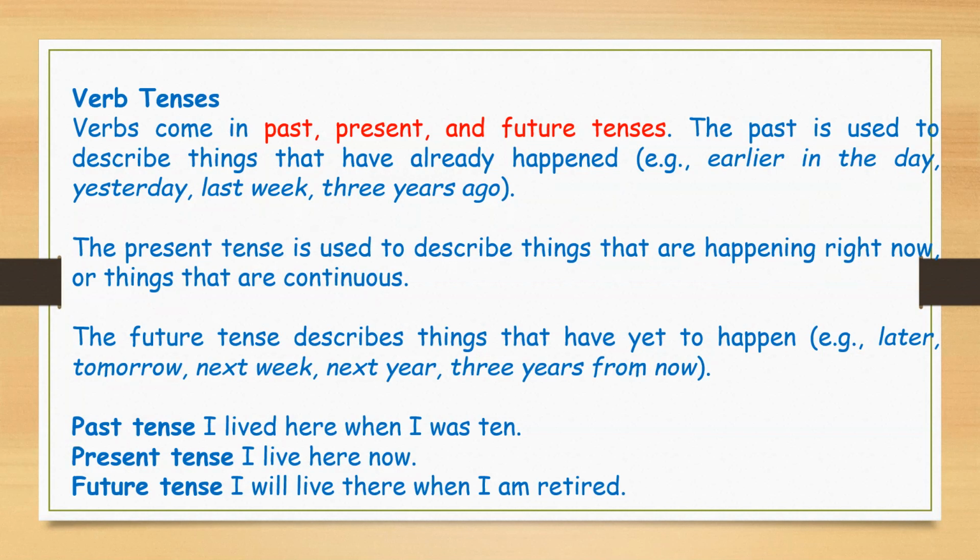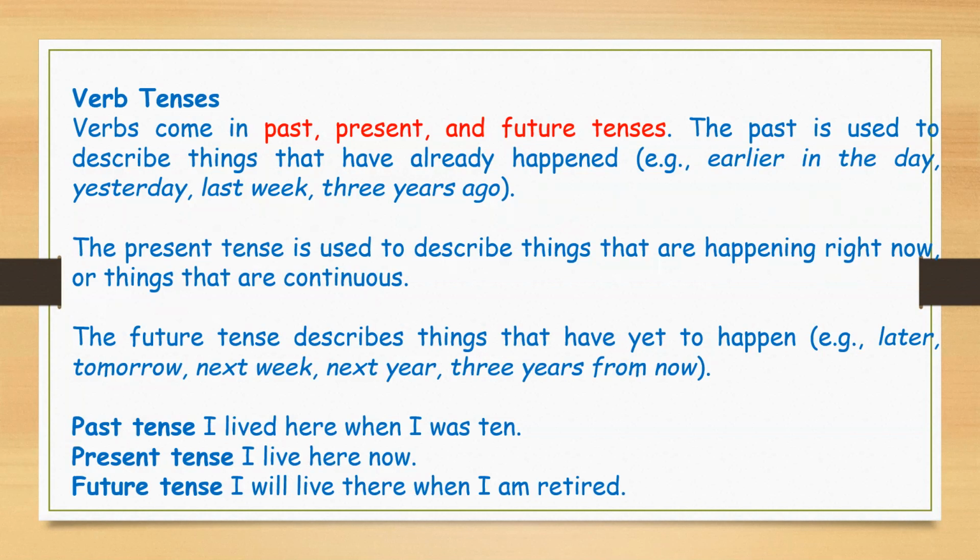Present tense is used to describe things that are happening right now. Right now, I'm teaching you. Ma'am teaches English. Ma'am teaches bridge course. Student is listening to the class. So, what is happening in the present? You call it present tense.